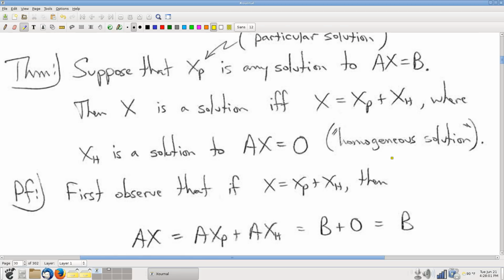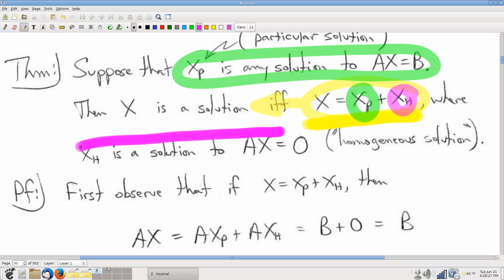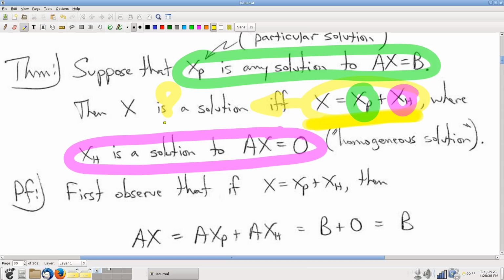All right. Okay, so we're going to start off by assuming that x is xp plus xh, where xp is our particular solution, and xh is a homogeneous solution. So we're assuming that. All right, now our goal that we're trying to prove is that x is a solution.